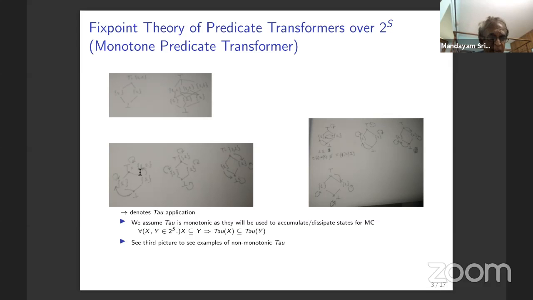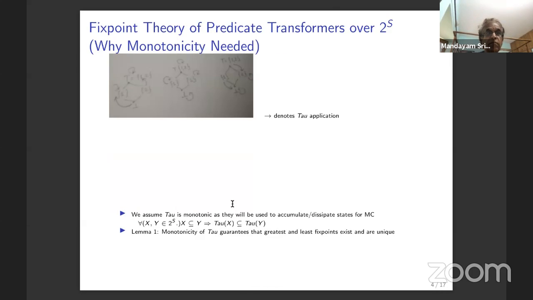As you can see, the chains can be either ascending or descending, or they can stay at the same level as well, because monotonicity is defined with equality included. As I just mentioned, monotonicity of tau guarantees that the greatest and least fixed points exist, and they are unique.